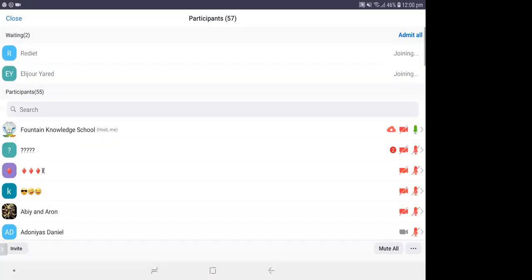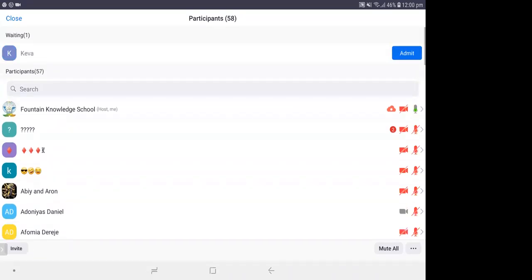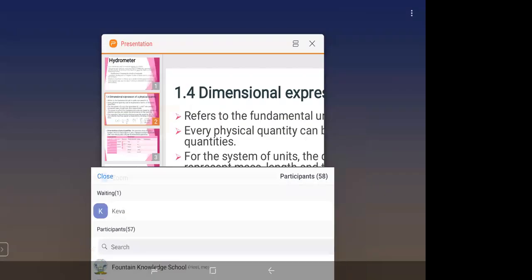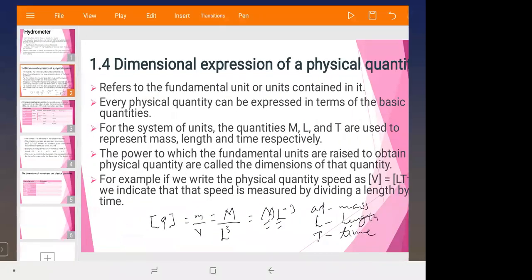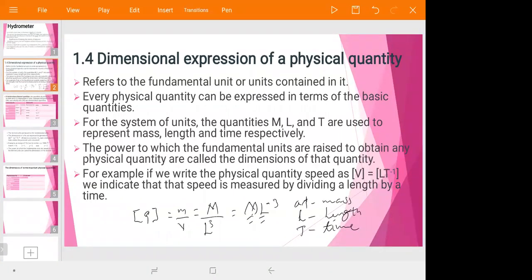For example, volume is equal to length times width times height. Width is again a kind of length, and height is also a type of length. So the dimension of volume is length cubed. We will see this one by one. For the system of units, the quantities M, L, and T are used to represent mass, length, and time respectively.